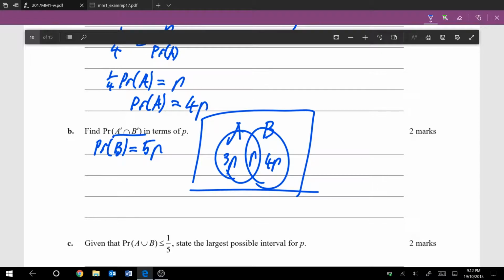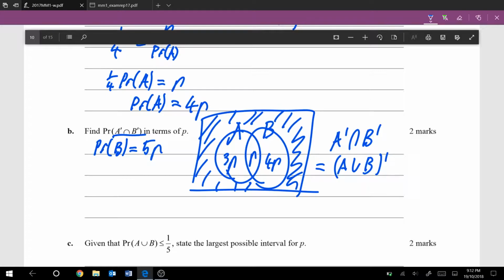Then I would be thinking about this: not A intersection not B is exactly the same as A union B, not. So really we're talking about all of this outside area here. If we're talking about that, the whole thing should be 1, and then we just need to subtract the stuff that's inside. And what's inside? Well, it's 3p plus p plus 4p, right? And if we add that together, we get 8p, and that's our probability of not A and not B.